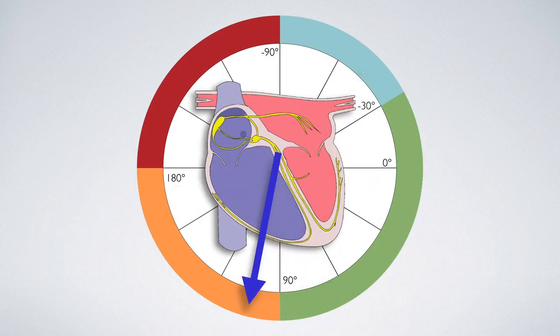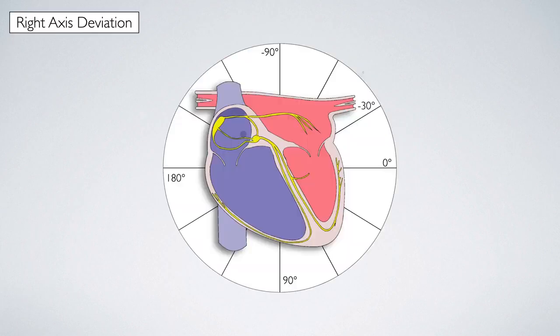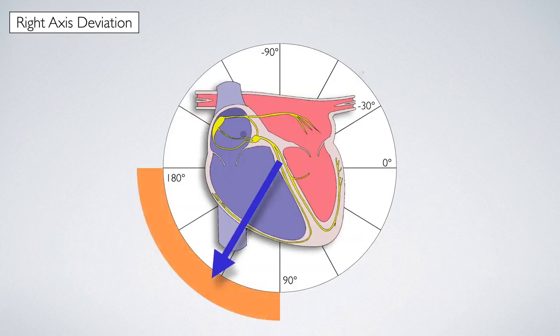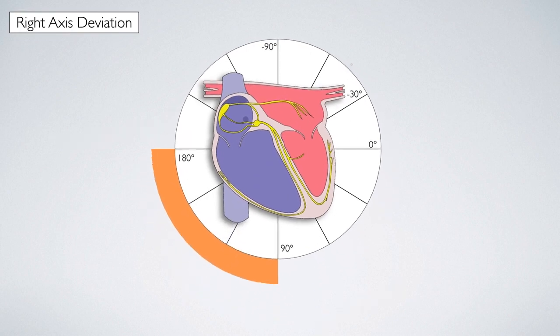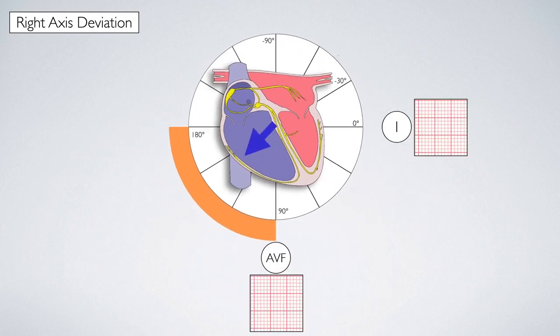Let's take a look. We'll start with right axis deviation. Right axis deviation occurs when the main vector of electrical activity moves towards the right ventricle. The axis falls between 90 and 180 degrees. In this scenario, the electrical activity moves away from lead 1, making the QRS complex negative, and moves towards lead AVF, resulting in a positive QRS complex.